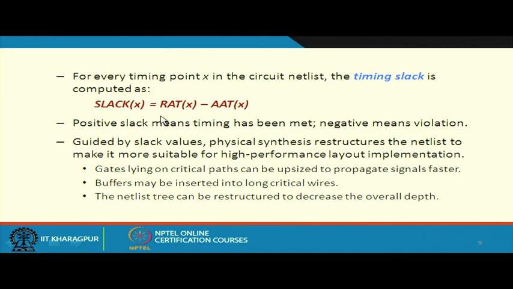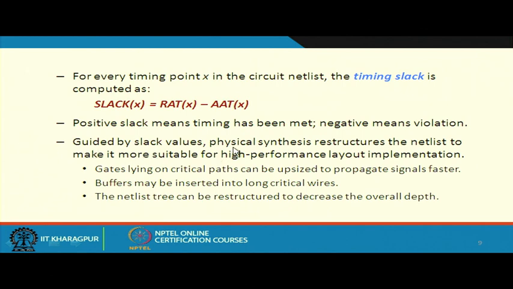So, as I said, once you have calculated the required arrival time and the actual arrival times for every point x in the circuit, this may denote the input to a gate, output of a gate, some pins, you can calculate the slack. A positive slack means your required arrival time is greater than the actual arrival time, which means your timing violation is not there. But if RAT is smaller, that means the slack is negative, which means there is a timing violation.